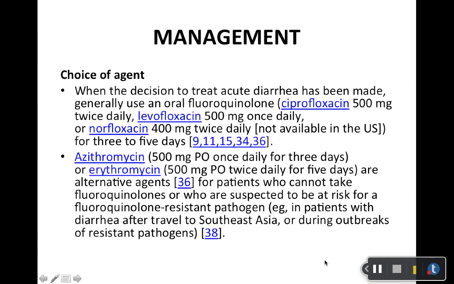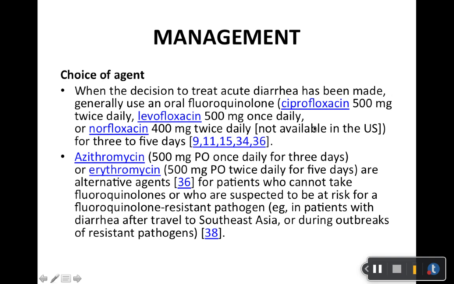So if you, again, follow the algorithm and it's indicated, there's a good rationale to prescribe an antibiotic. You're going to want to start with the fluoroquinolone, specifically Cipro or Levo, ciprofloxacin or levofloxacin. Those are going to be your two first-line antibiotics to go to. And norfloxacin's not available in the US, so don't worry about that one.